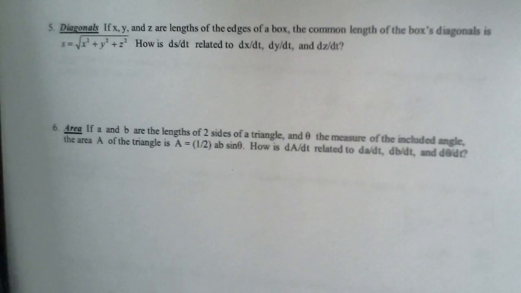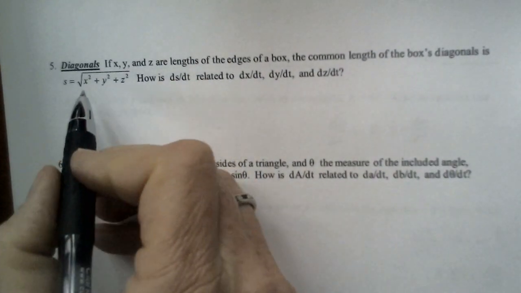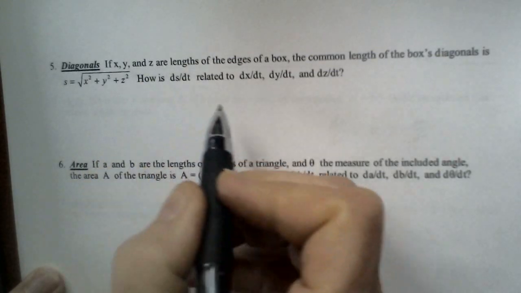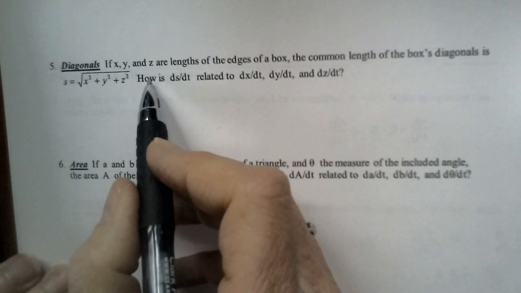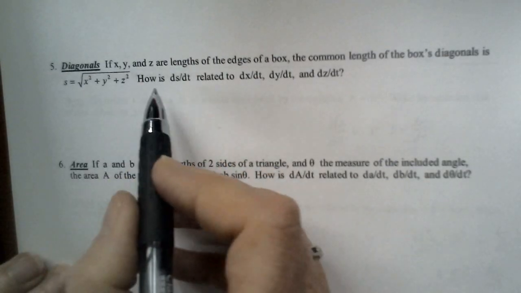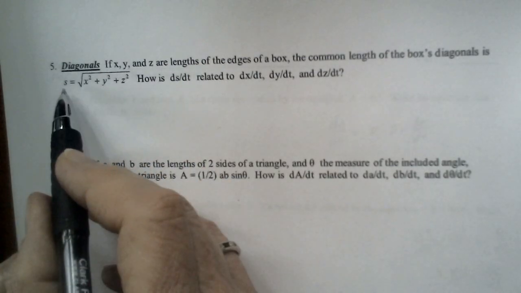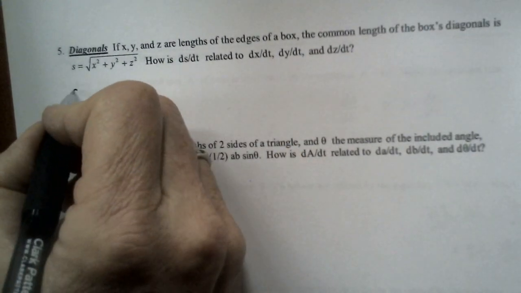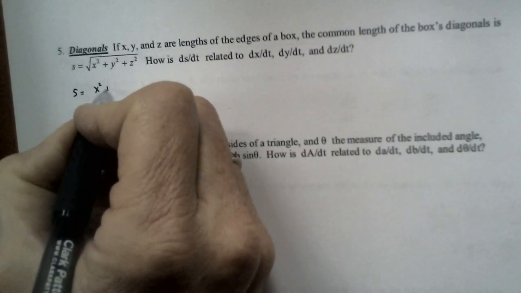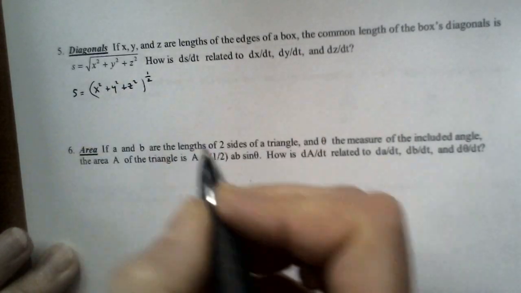And then on the last two questions, you have diagonals of the length. You have a diagonal of a box. X, Y, and Z are the lengths of the edges, so it's width, length, and height of a box. And so if you'd like to know the diagonal, and if the lengths of those sides are changing, how is the rate of change of this diagonal related to the rate of change of each one of those sides? Well, I would rewrite this as S is equal to x squared plus y squared plus z squared. It's a square root, so you raise that to the 1/2 power.